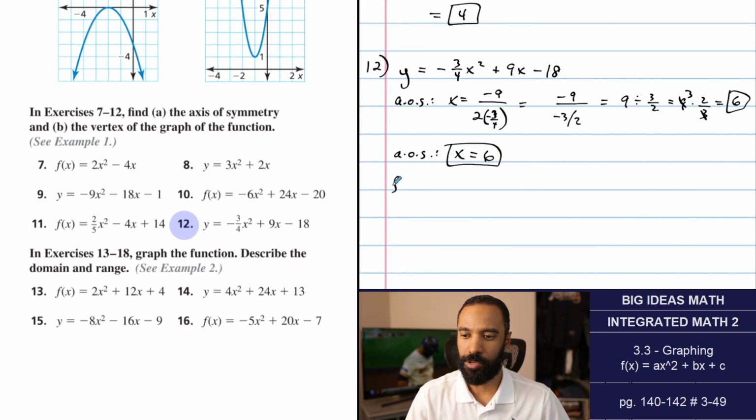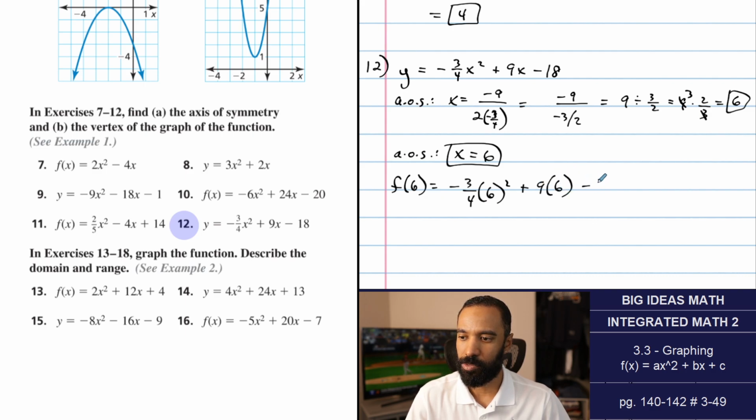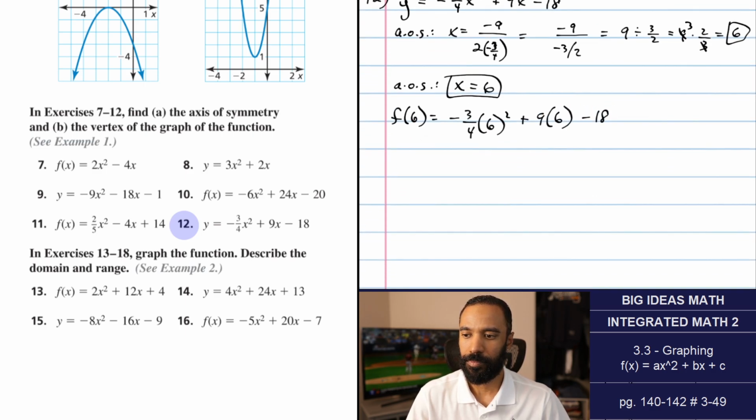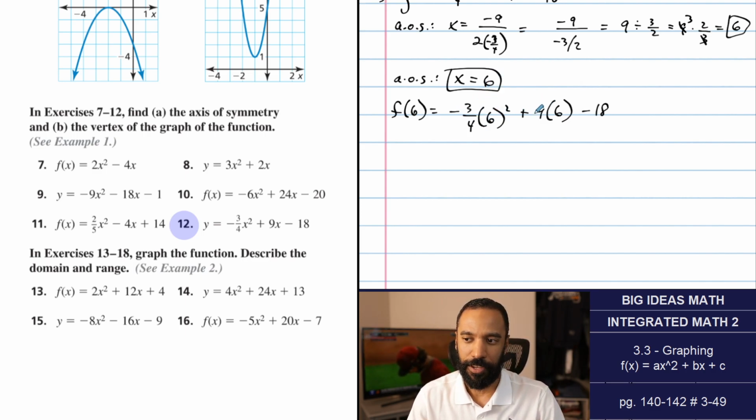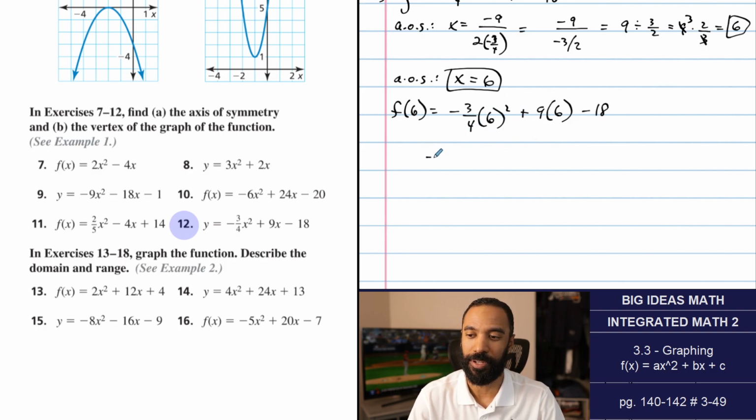As far as the vertex goes, let's do f of 6. And we're going to get negative 3/4 times 6 squared plus 9 times 6 minus 18. On the same token of what I stated, it's the negative here and plus, and it changes sign, we could just take half of whatever this is. I'm going to tell you this. These will combine to equal 27. I already know that, but let's compute it.